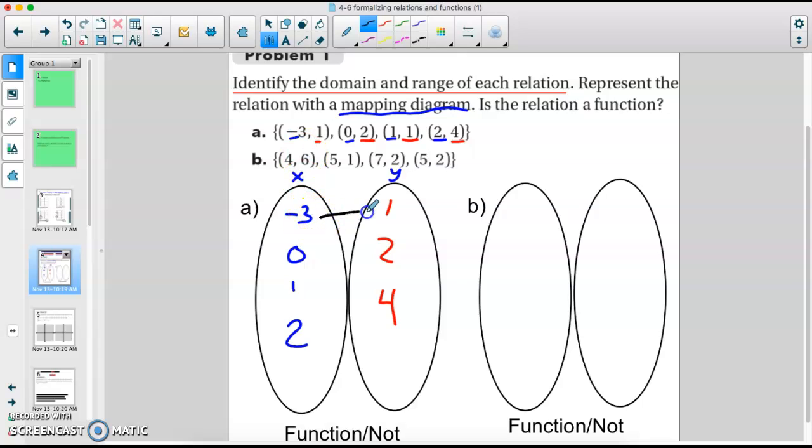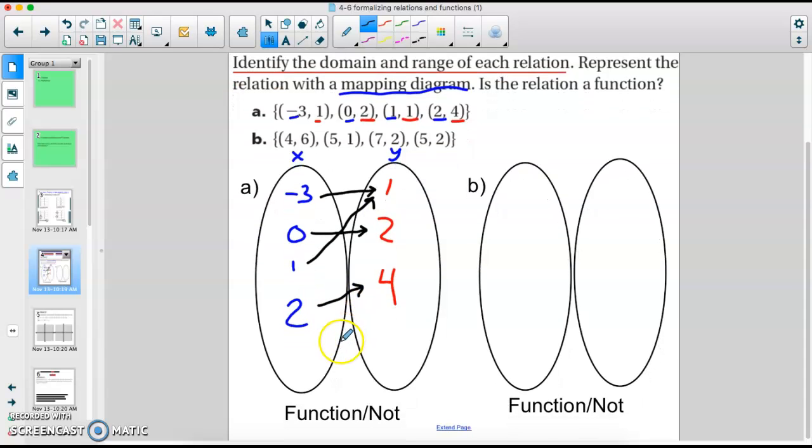So -3 goes to 1. 0 goes to 2, 1 goes to 1, and 2 goes to 4. It's easy to see here in our picture that each x value only has one line coming out from it, right? It's okay that -3 and 1 both went to this one. That's okay, because each x value goes to exactly one location. So this one is a function.